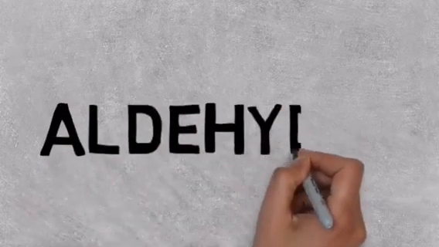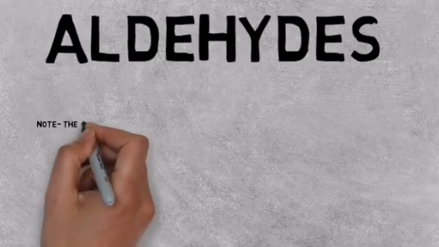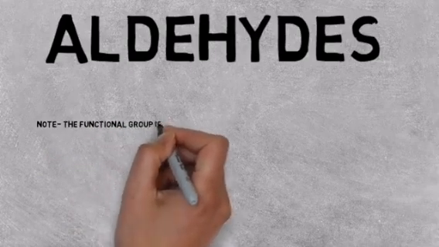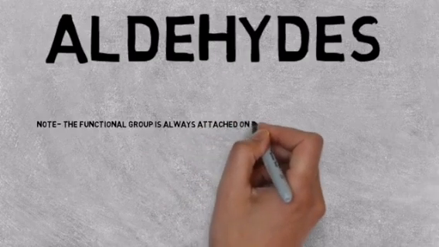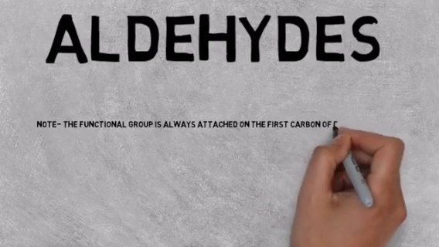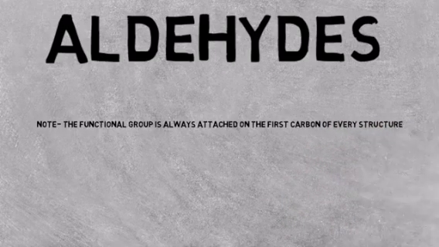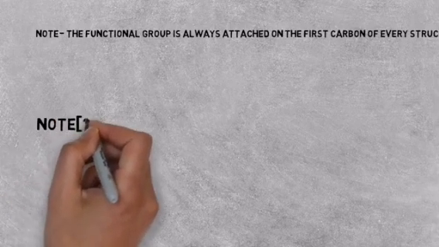The most important thing that you must know about aldehydes is that aldehyde is one of the homologous series we are having. So the important note here is that the functional group is always attached on the first carbon of every structure. That's very, very important for you guys to know. The functional group is always attached on the first carbon atom of every structure. You will never find it anywhere apart from the first carbon.